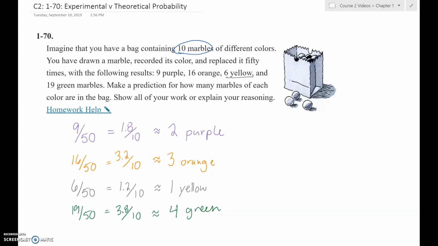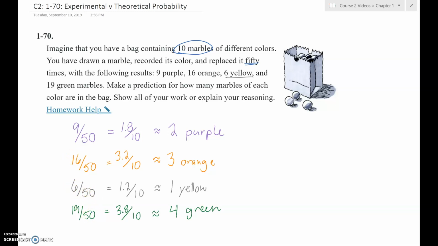Has 10 marbles of different colors. So you draw one, replace it, and you do that 50 times, with the following results. 9 out of 50 were purple, 16 out of 50 orange, 6 out of 50 were yellow, and 19 out of 50 were green. So those are the experimental probabilities, that 9 50ths were purple, 16 50ths, and then 6 50ths.